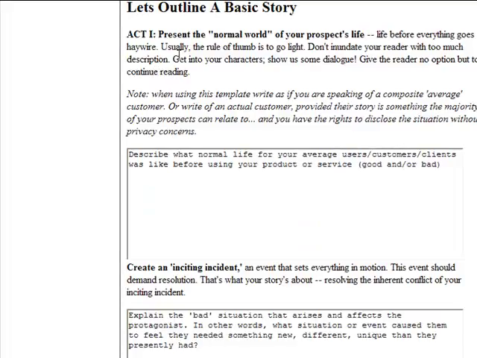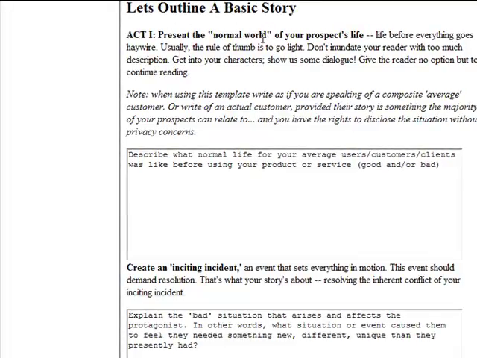The $29.9 billion secret. Let's outline a basic story. As we mentioned already, we deal with Act 1, which is presenting the normal world of your prospect's life. Let's use hiring a copywriter as an example for this process. So Act 1, previous to hiring a copywriter, there's one of two situations. Either the company didn't use sales copy, they're brand new and they don't know where to start, or they've been using sales copy in-house, or they've been buying templates off the internet or out of the local bookstore and filling in the blanks and getting dismal results, or maybe getting some results but not going very far.